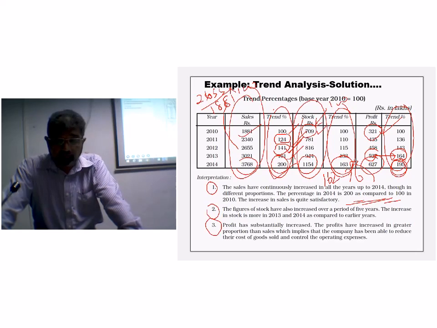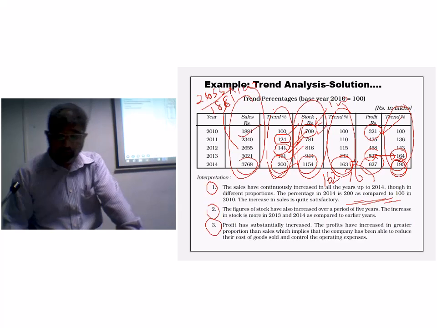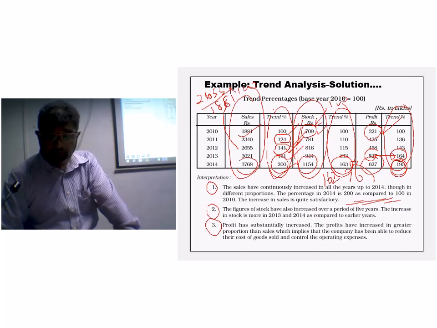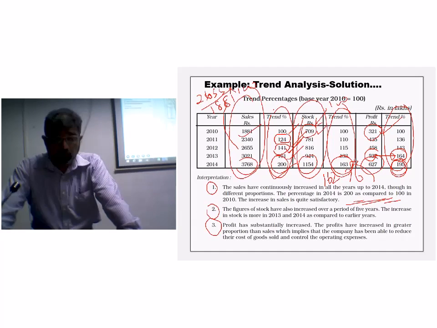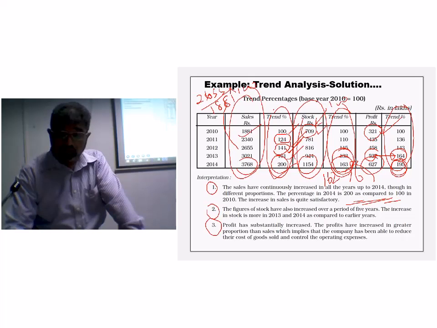Then if you go to the second variable, that is stocks, the figures of stock have also increased over a period of 5 years. Again, same as the previous one, you can see continuous increment here. The increase in stocks is more in 2013 and 14. We can see rapid change between 2013 and 14 as compared with the earlier years.